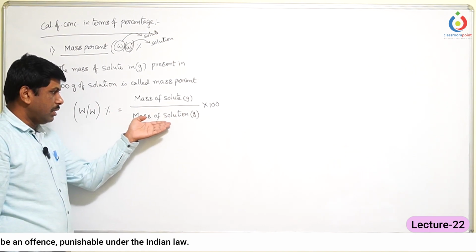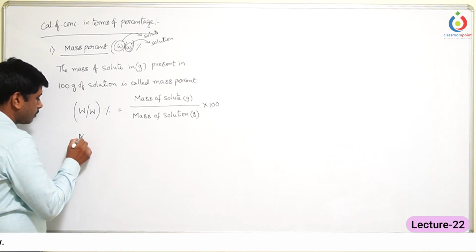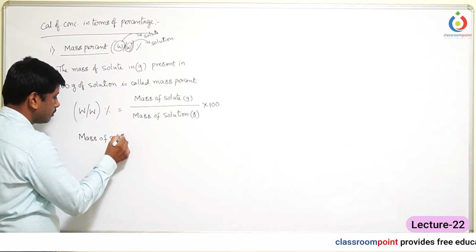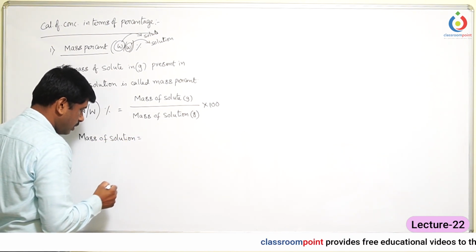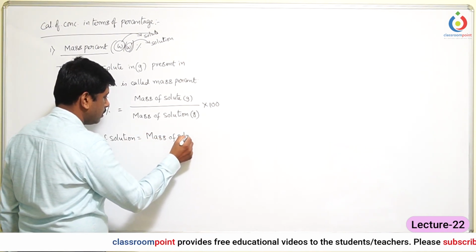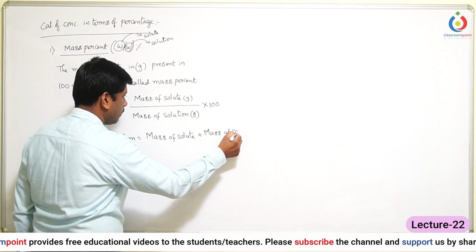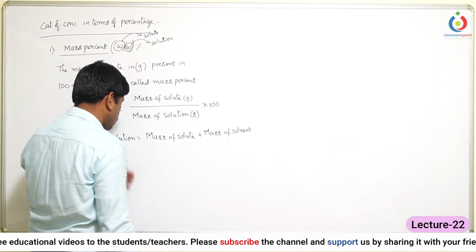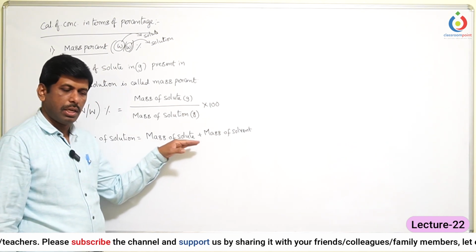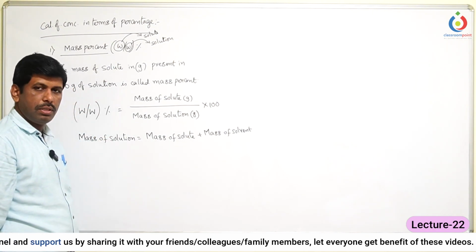What if the mass of the solution is not given but the mass of the solvent is given? We know that mass of solution is equal to mass of solute plus mass of solvent. This is always true. Whenever you take the mass of the solute and the solvent in terms of the masses and add them, obviously you will get the mass of the solution.